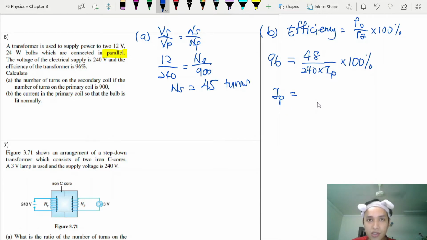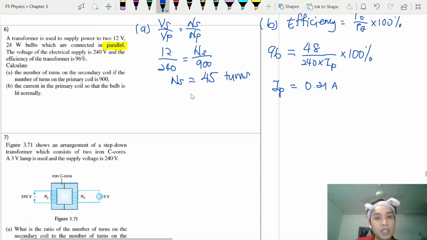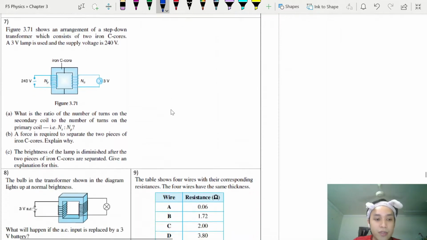So this one we just rearrange your formula and then, okay, I'll calculate. This is 0.21 ampere. Let me double confirm. So divide by 240. Yeah, correct. This is 0.21 ampere. So that is how you use your efficiency formula. Just remember, look at the question, what they want. If you see efficiency, meaning you need to apply this. If you see ideal transformer, meaning it is VpIp equals to VsIs. It's very simple actually.